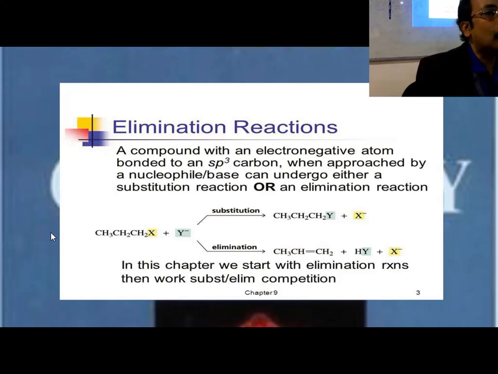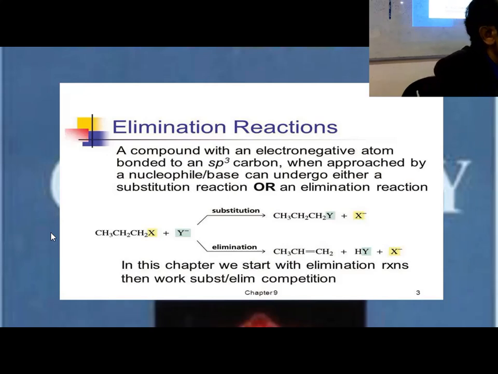What can we do? We are just changing the concentration of the reagent. If we take dilute NaOH, then substitution will be major, and if we give concentrated NaOH, then elimination will be major. I think we should write this down. You cannot remember, you will forget. And this is a very important point where we will make questions.